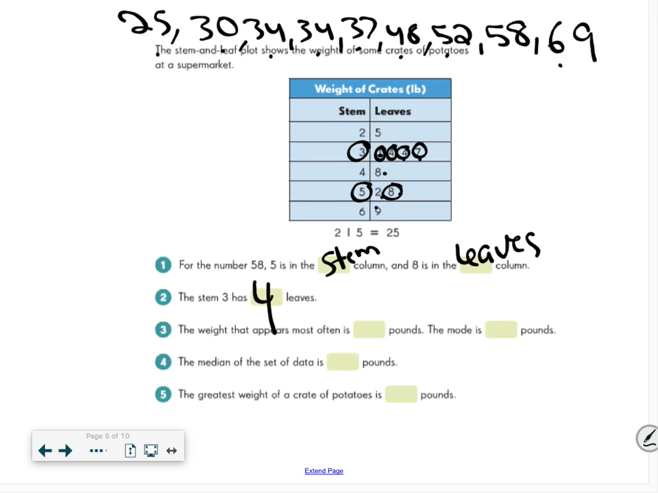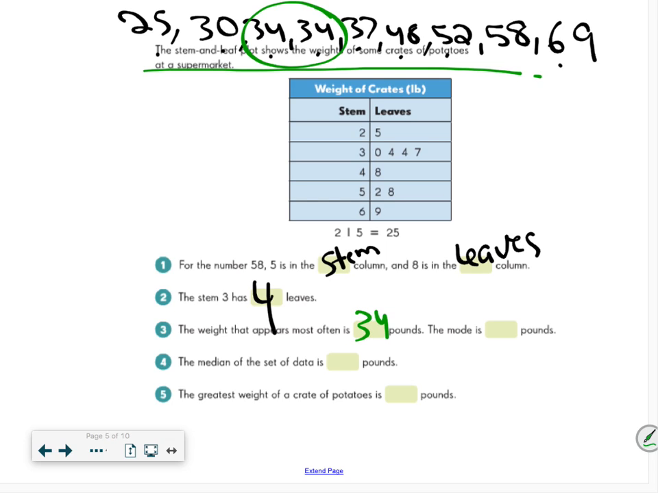The weight that appears most often is my mode. Again, because I wrote the numbers out up here, I can find the mode pretty easily. I have 2 34s and nothing else shows up 2 times. So my mode is 34. The median, once again, I can calculate because I wrote them all out. Cross off 1 and 1, 2, 2, 3, 3, 4, 4. My median is 37 because that's in the middle.